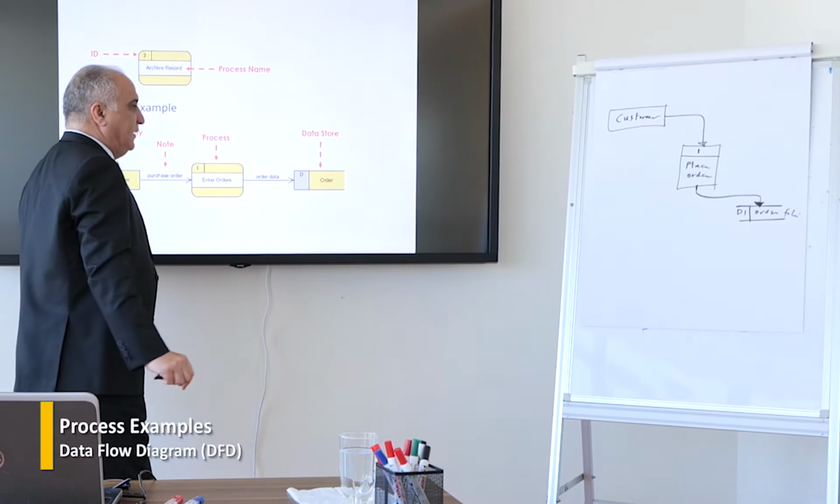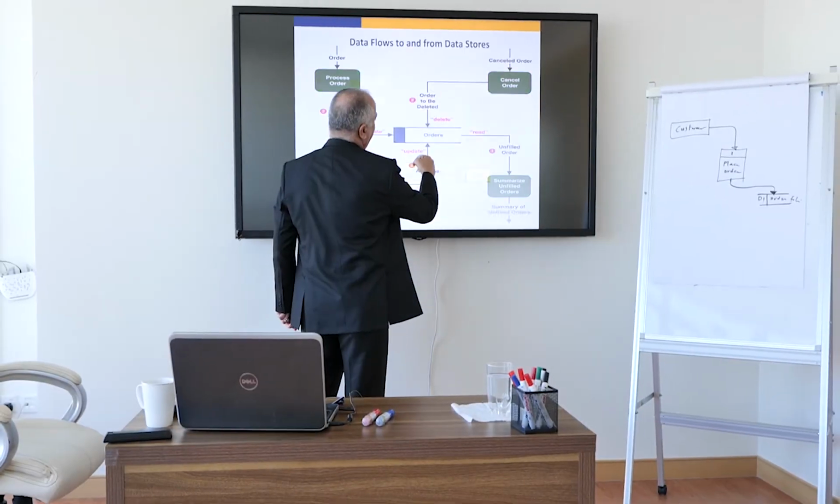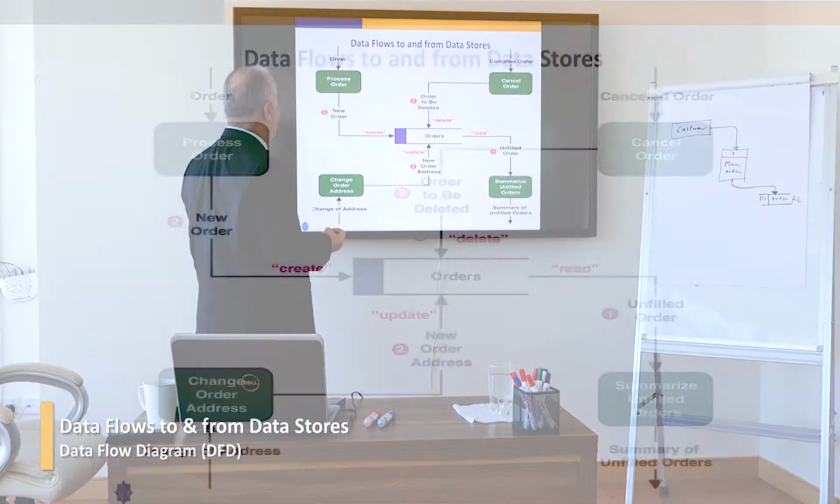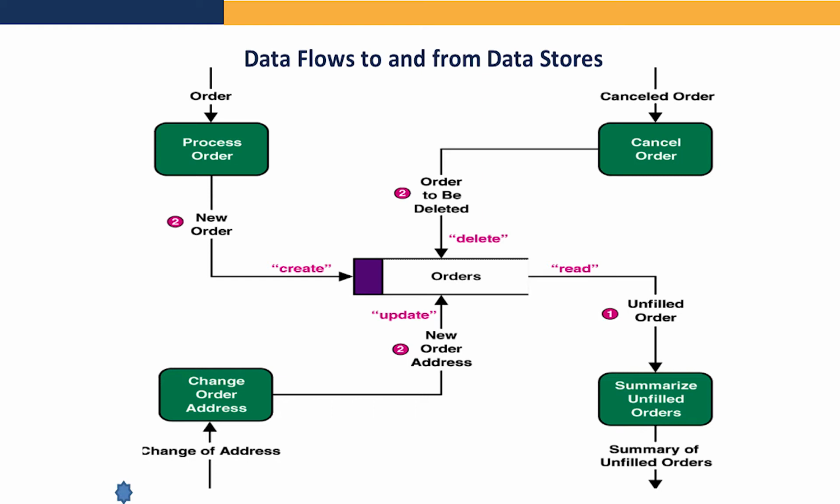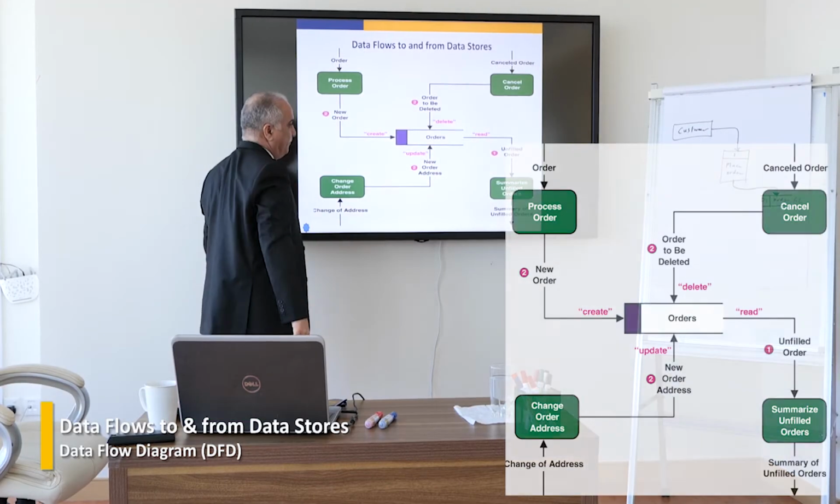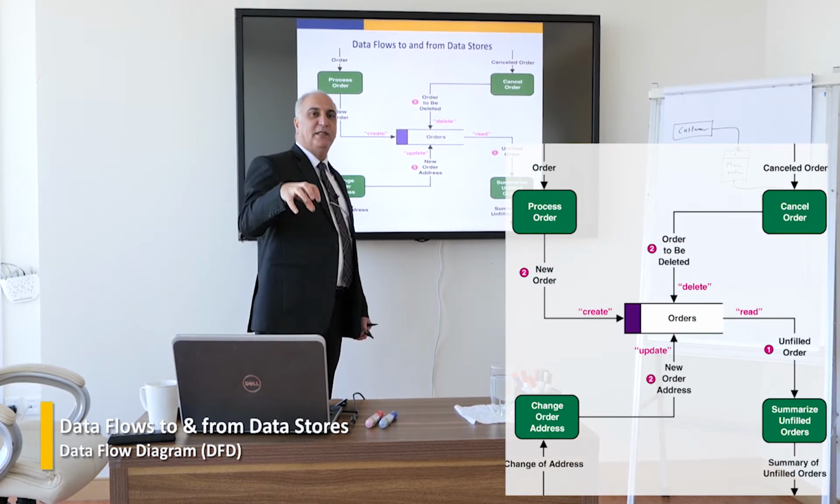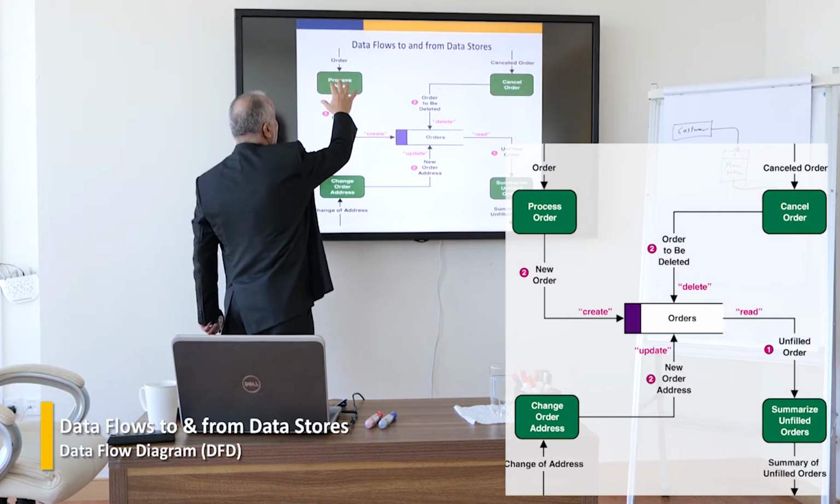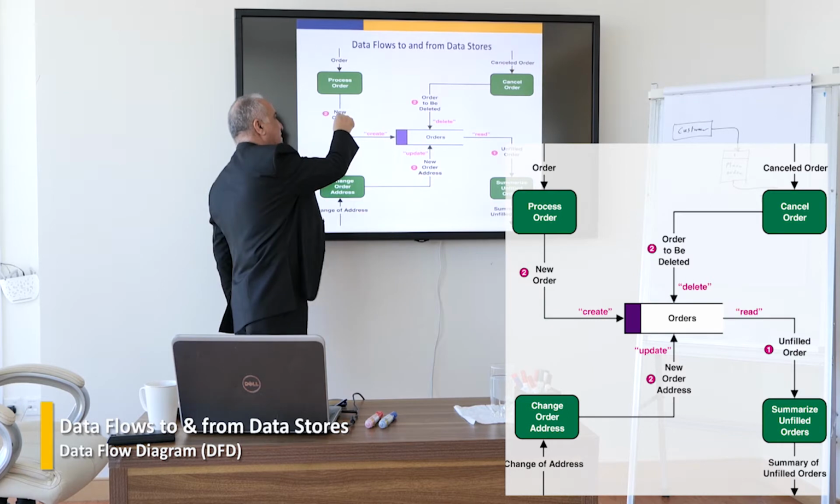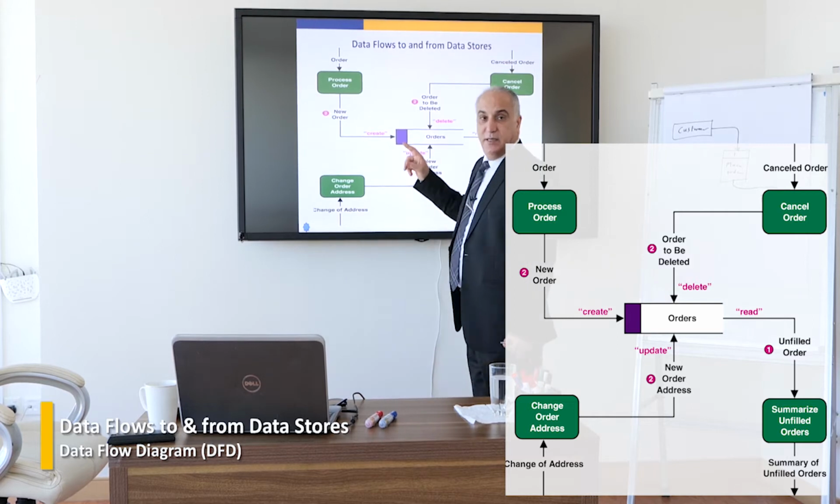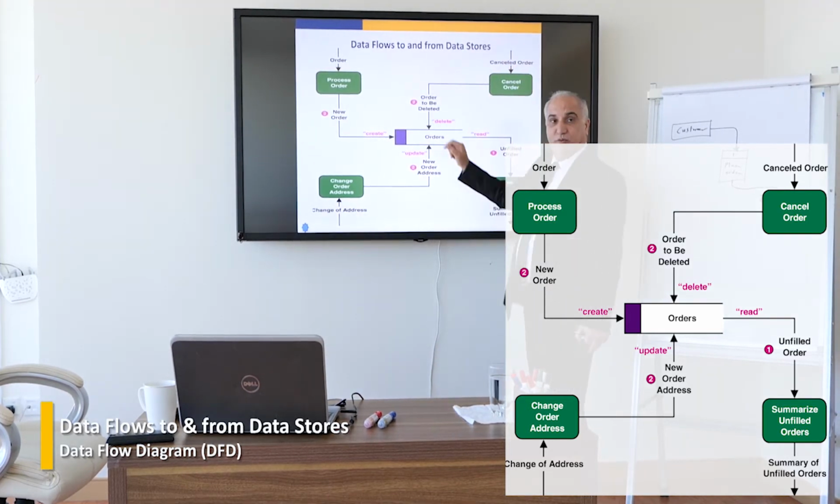Now, let's go to another example. We want now to understand another example. We have now how many processes? We have 4 processes. The first process is process order. That means the order can be broken down into more detailed processes. In this case, it could be placing a new order. It could be that the order we need to delete, in this case we are canceling the order.